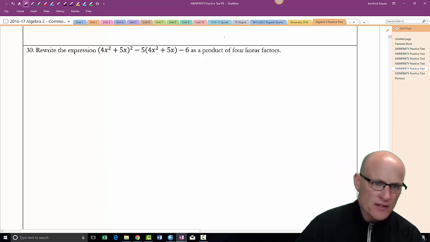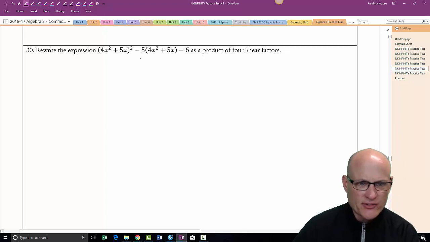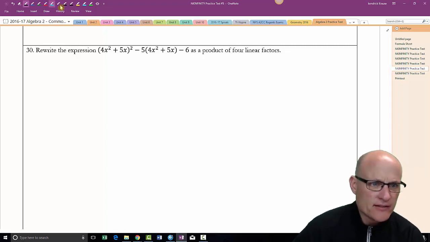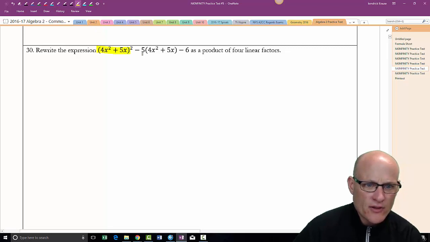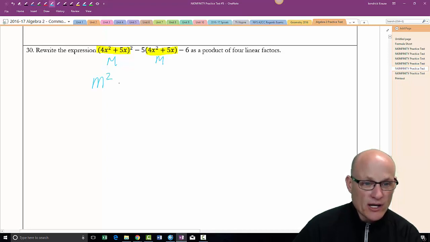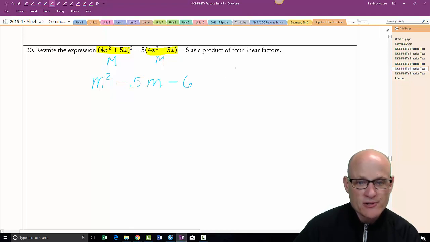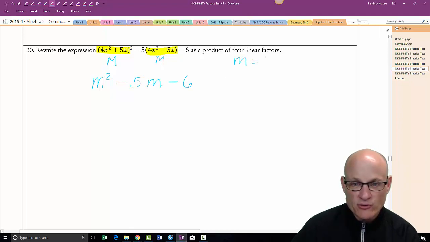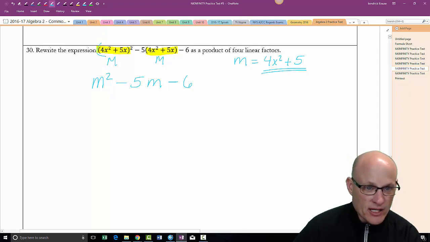Well, let's see. Here's something odd for you. Check this out. Let's say this thing was x. Let's call it m. So what I have here is m squared minus 5m minus 6. I'm going to say m is equal to 4x squared plus 5x. That's what m is going to be equal to. So I end up with m squared minus 5m minus 6.